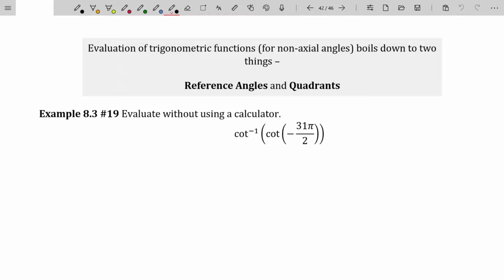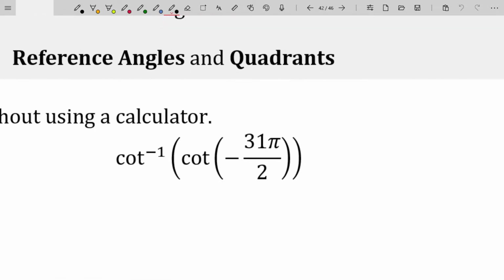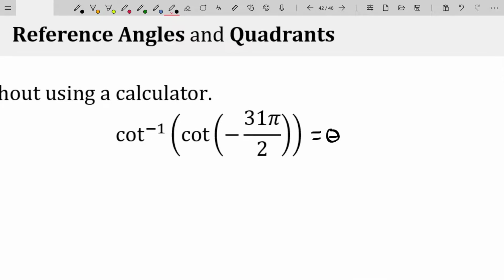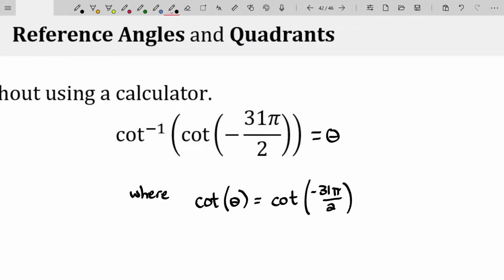The cotangent inverse of the cotangent of negative 31 pi over 2. I thought that I was moving on to a different example, but I guess I'm not. So this should be an angle. I say should be because there might be an issue with this. And that is where the cotangent of that angle should equal the cotangent of negative 31 pi over 2.